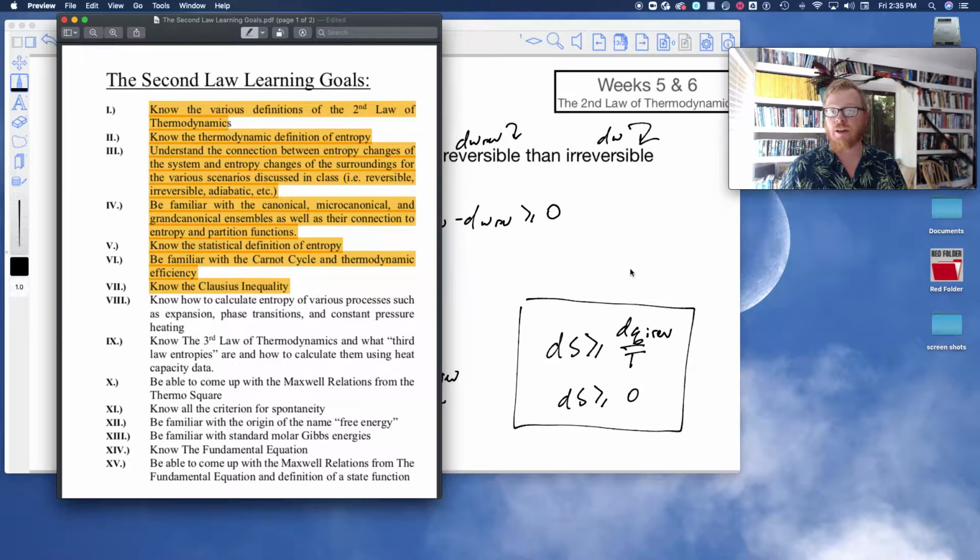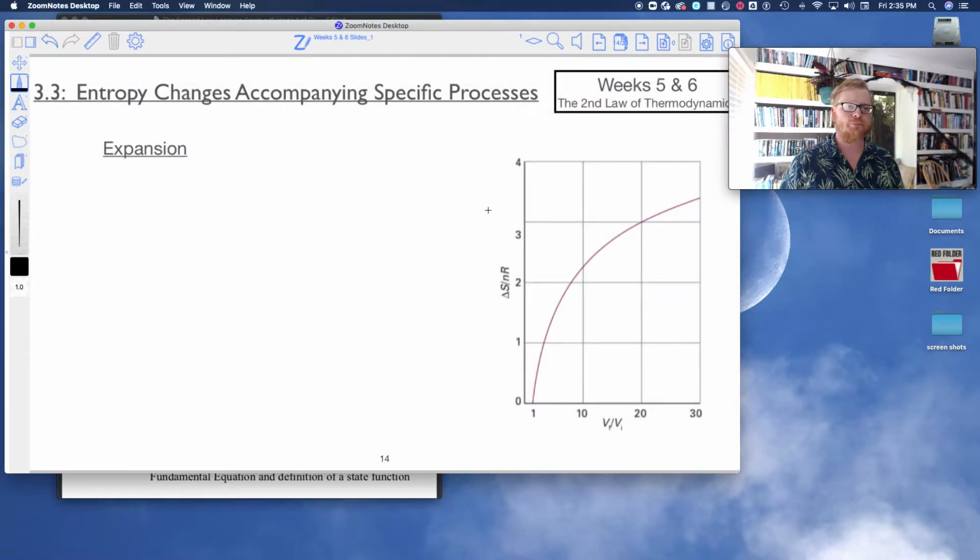On this video, I'm just going to talk about two more learning goals. Learning goal 8: know how to calculate entropy of various processes. And learning goal 9: know the third law of thermodynamics and how to calculate third law entropies. That's going to be a bigger activity that we do in your Igor computer activity that I'm going to give you next week. It's going to be related to these types of calculations. So let's get it going.